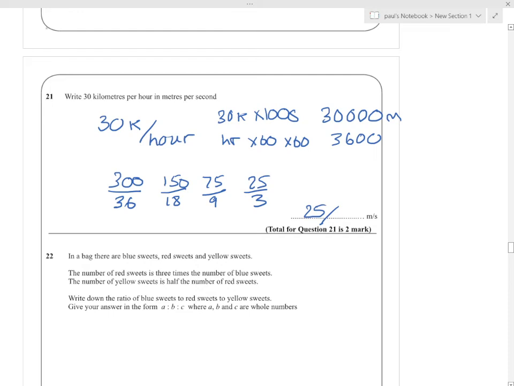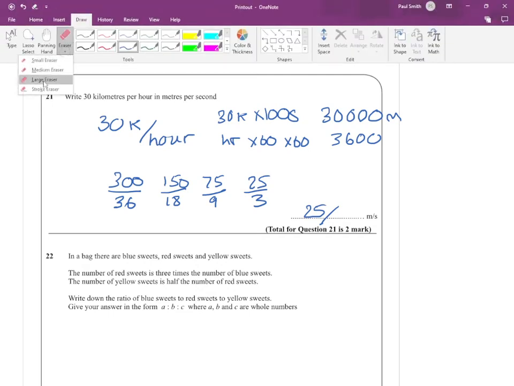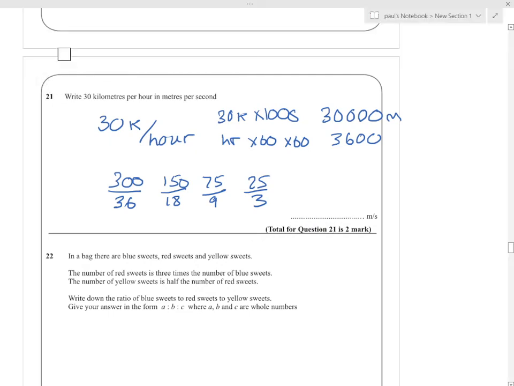Oh, hang on. I was going to leave it as a fraction. They don't want that because it's a calculator paper. So 25 divided by 3 is 8.3 recurring.